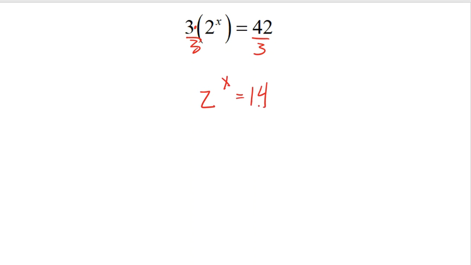Now, I'm going to tell you right now, one-to-one property's out because I cannot think of any humanly possible way to write 14 with a base of 2, with whole numbers at least. So I know 2 squared is 4, and 2 to the 3rd is 8, and I know 2 to the 4th is 16. So 2 to what is 14? I don't know. So I unfortunately can't use the one-to-one property here. I'm going to have to use logs.